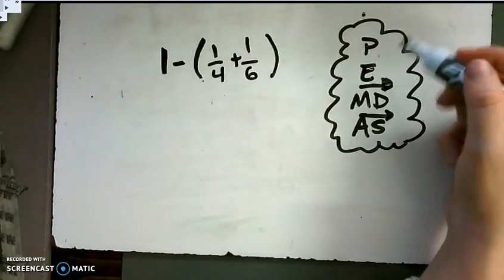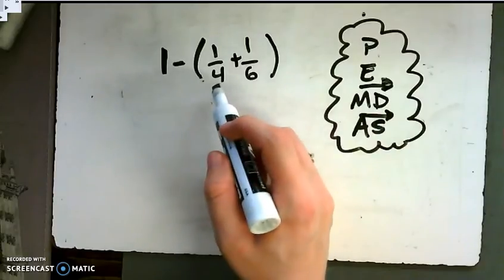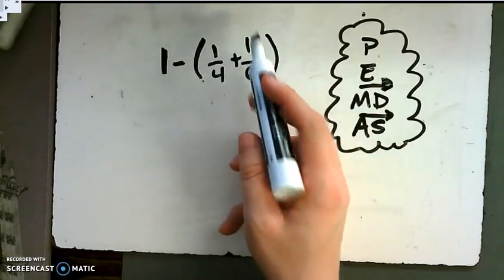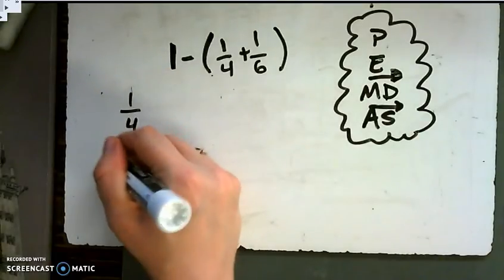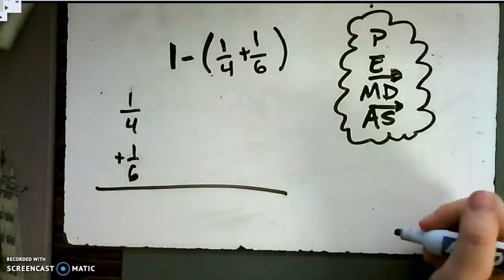So our song tells us that we start with parentheses, and we do have parentheses here. We have 1/4 plus 1/6. So that's where we're going to start. I'm just going to rewrite that 1/4 plus 1/6 vertically because that's going to help me solve it.